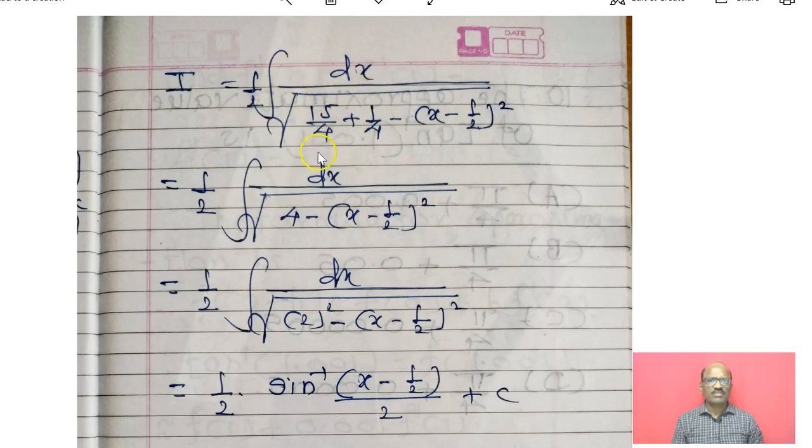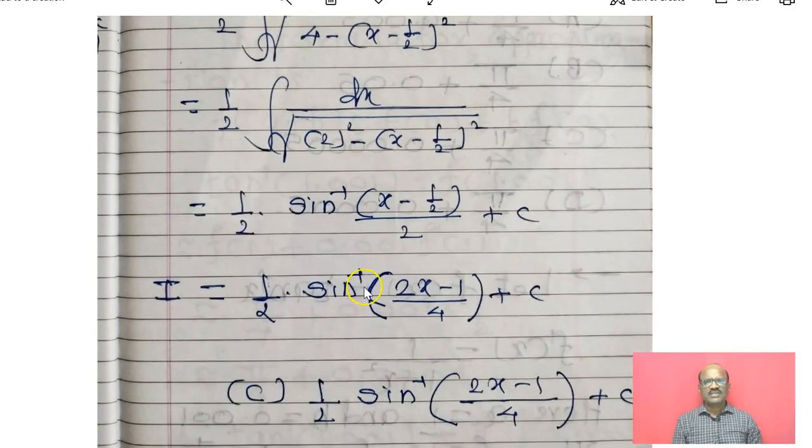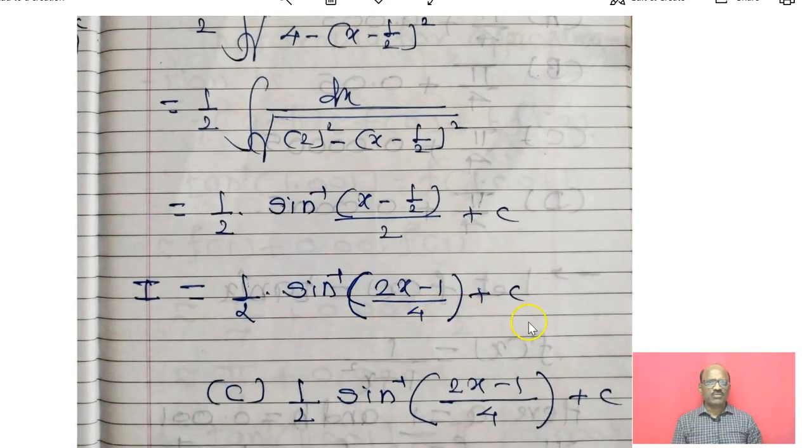dx under root of 15/4 plus 1/4 minus (x minus 1/2) whole square, and that is nothing but 4 minus (x minus 1/2) whole square. This 4 is 2 square, that is 1/2 integral dx under root of (2) square minus (x minus 1/2) whole square, and this is nothing but sine inverse of x upon a plus c. And after the simplification, you will get 1/2 sine inverse of (2x minus 1)/4 plus c, and hence option C is the answer.